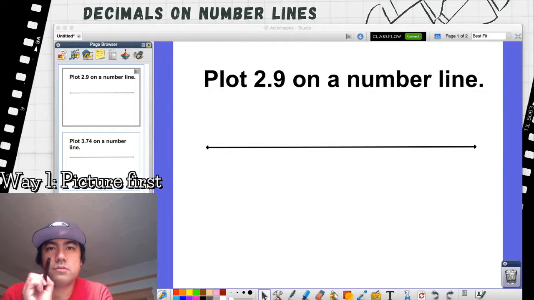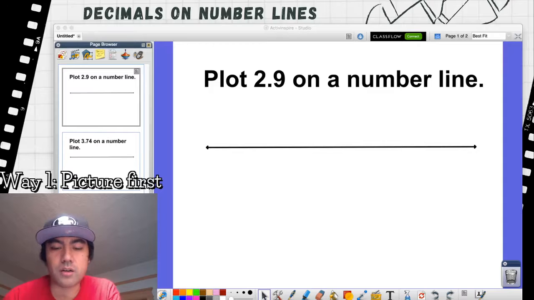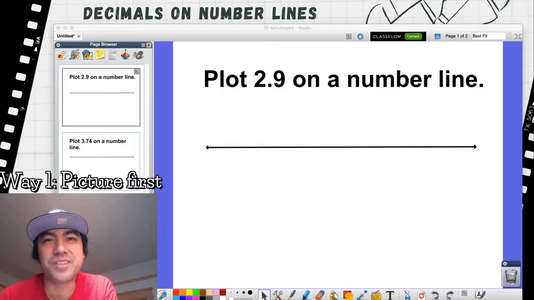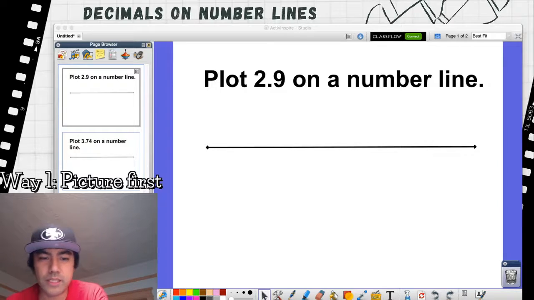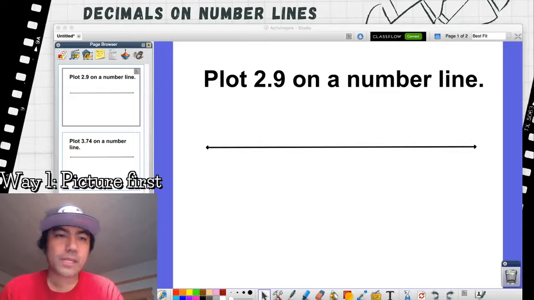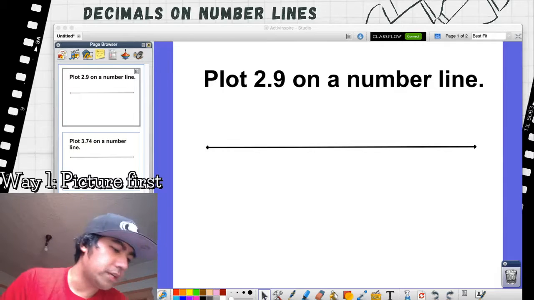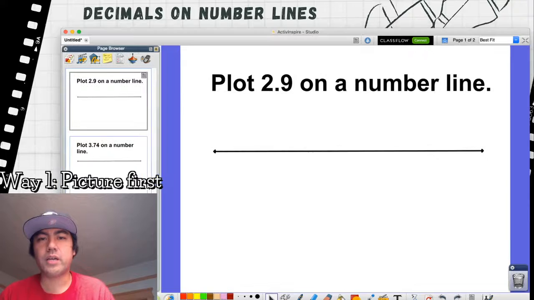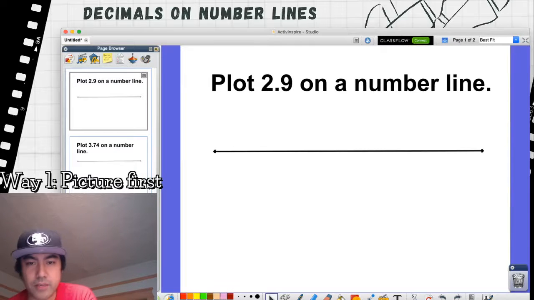So decimals are numbers with a decimal point in it, okay? So let's take a look at this problem. It says here, plot 2 9/10 on a number line. Now for some of you, just by looking at this problem, you might start to realize that this is the same thing.